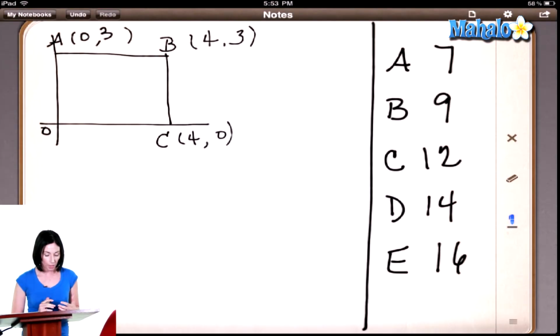So let's get started. Let's take a look at question number 12. We have this diagram here of a rectangle on the x and y axes. And the question is, what is the area of rectangle OABC in the figure above? So Chrissy, what do you think? Do you have any ideas?